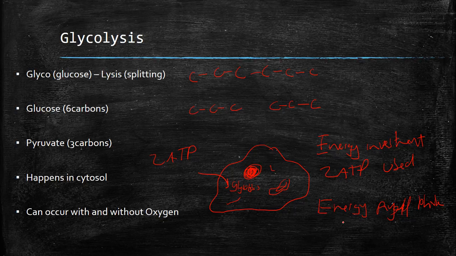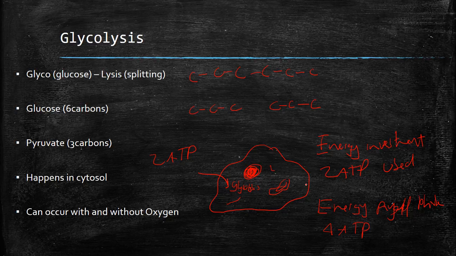And the energy payoff phase results in the generation of 4 ATP. So in total, we get 2 ATP, but it's important to remember that 2 ATP are initially invested to get the glucose molecule up to a higher energy state, and then that higher energy glucose state is broken down to 2 3-carbon molecules called pyruvate to generate 4 ATP in total, which results in the net production of 2 ATP.